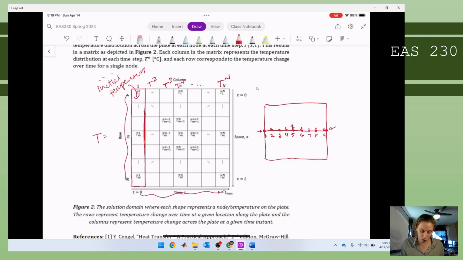I start with my first column, it's just my initial conditions. Then I'm going to solve for my second column. Once I solve for my second column, then I will solve for my third column. Once I solve for my third column, then I will solve for my fourth column. And keep going until I run out of columns.